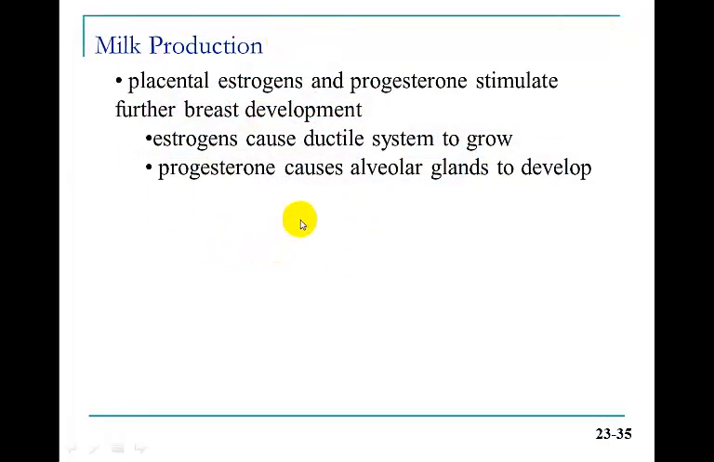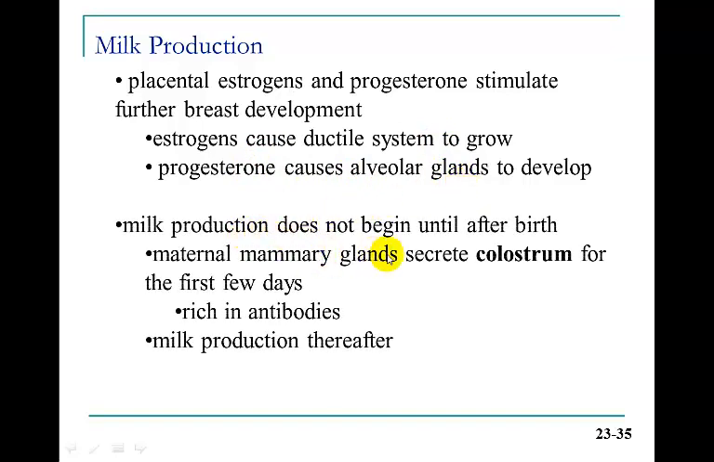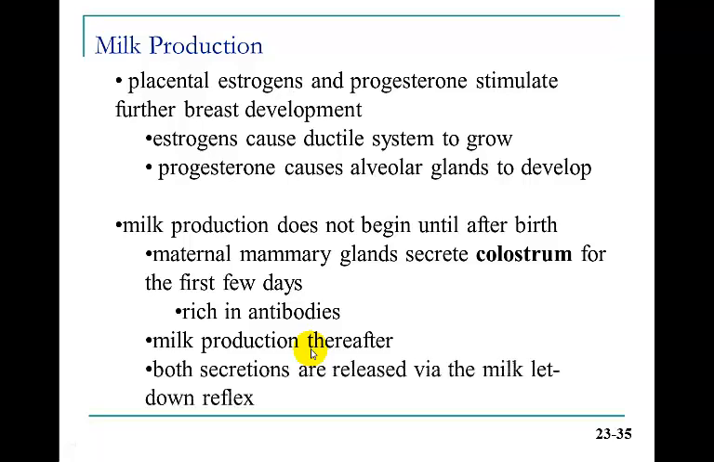Milk production is because of the action of the placental estrogens and progesterone. The estrogens cause the duct system of the breast to develop, while progesterone causes the glands to develop. And the first milk that occurs at birth is not really milk. It's called colostrum for the first few days. It doesn't really have the milk component. It's rich in antibodies. Antibodies are in breast milk throughout, but the colostrum is particularly rich in antibodies. And after the first few days, the milk comes in. And the secretions come out of the breast through what we call the milk letdown reflex.